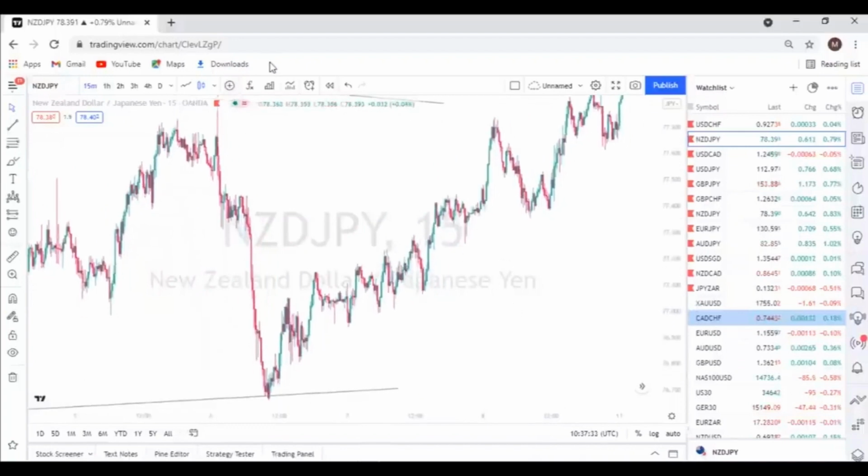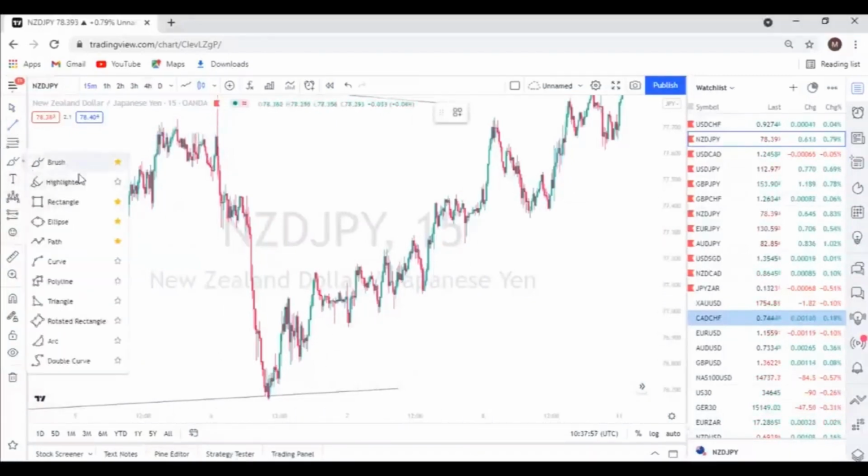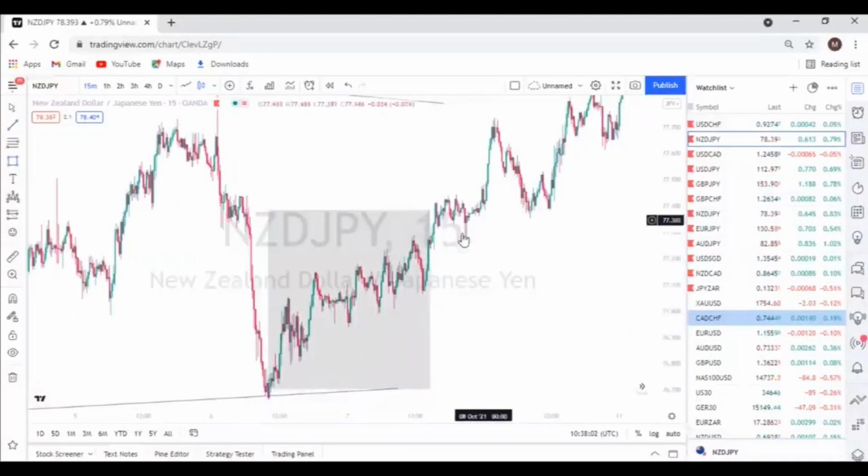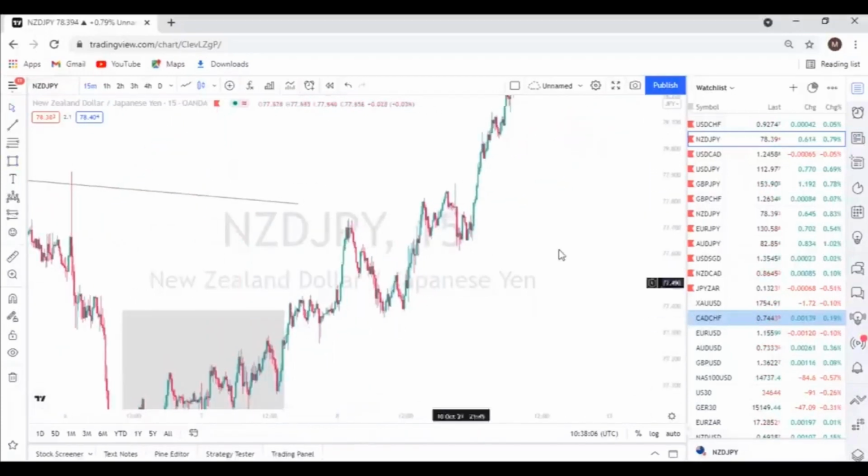So the market, just hold on. Let me see if I can replay the market. Okay, no, I cannot, but it's fine. So the market was literally at this point. So anything outside the gray area was not formed yet.